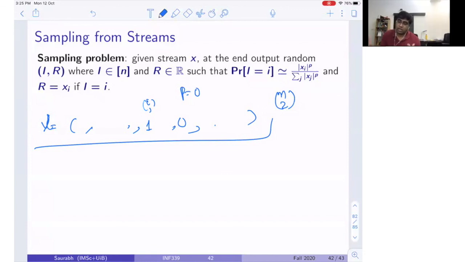So then basically what I would like to know is, is there a coordinate here which is non-zero? So generally the way we would like to use it, we would like to generate one of these coordinates which is non-zero uniformly at random. So that is what I mean when I say sampling from streams with probability proportional to the p, where p is some norm or something. So these are the kind of questions which will follow from the sparse recovery algorithm.